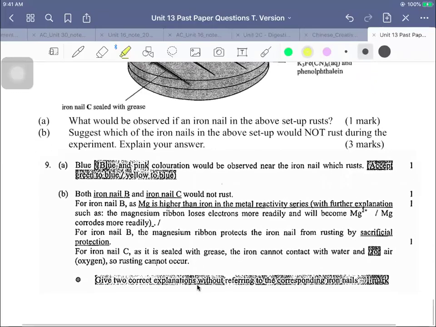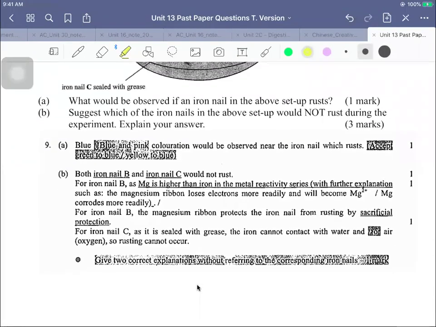Okay, that's the end for the Unit 13 exercise. So any questions for me?